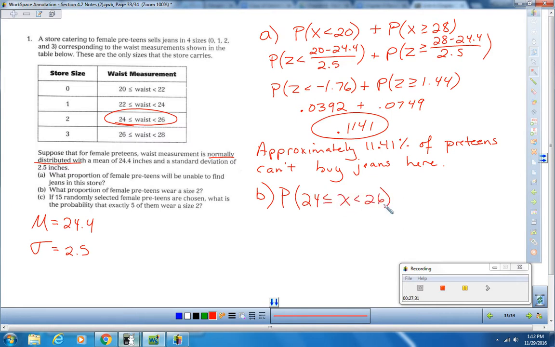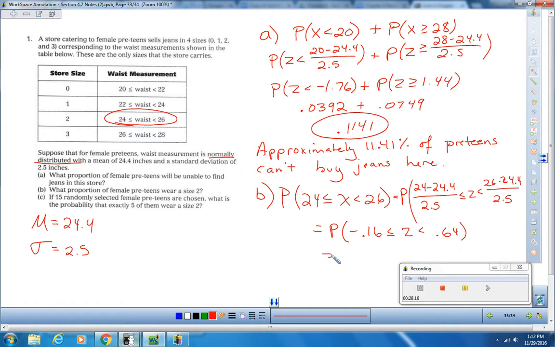So now I have to make my double z-score here. So this is the probability, and this might get small, 24 minus 24.4 over 2.5 is less than z, which is less than 26 minus 24.4 over 2.5. And now I'm going to calculate that. So I've got negative 0.4 divided by 2.5, which is negative 0.16, is less than z, which is less than 1.6 divided by 2.5, 0.64.